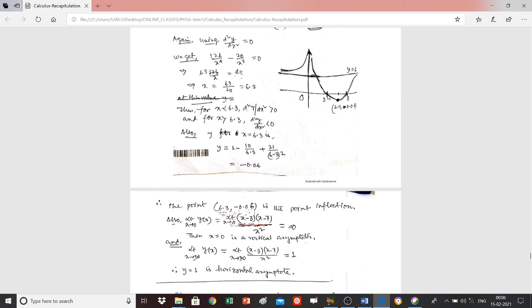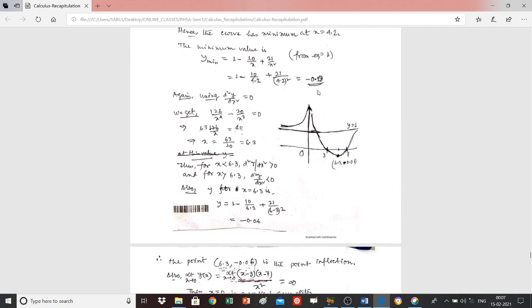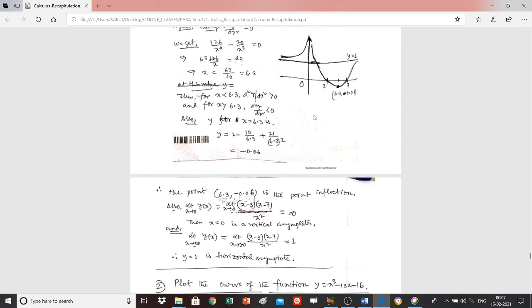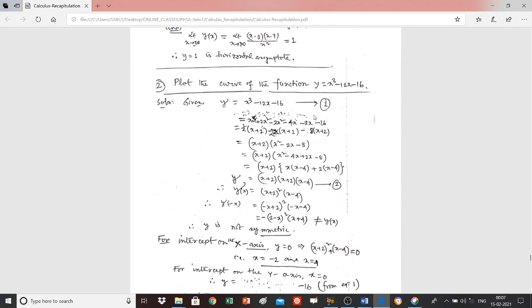And you also know that this is actually the graph. Depending on the values that we calculated here, the graph is plotted here. Now plot the curve of the function y equals x cubed minus 12x minus 16.